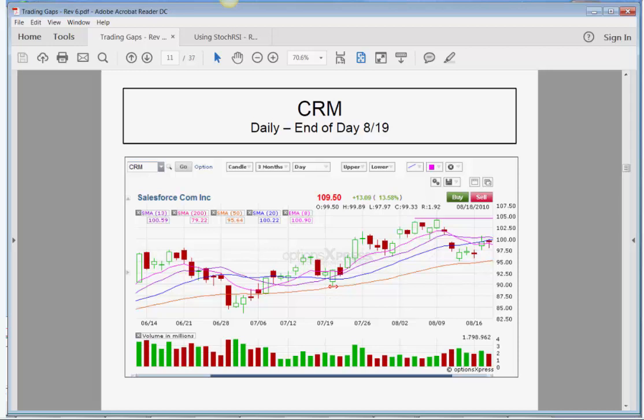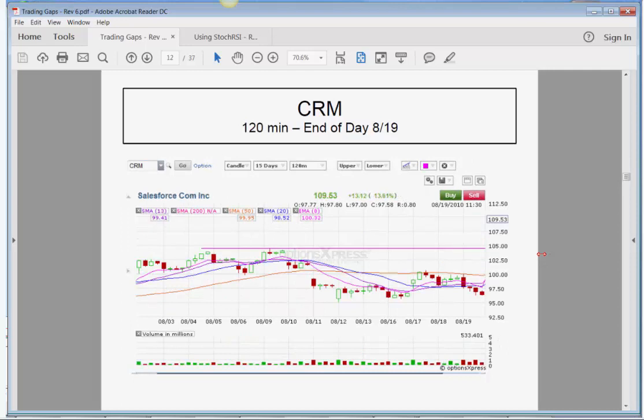Below 95, we had this resistance area around $90. So below 95, we could look at a $5 run. Above 105, all bets are off as to where the potential top would be. This was a 120-minute chart, that 2-hour chart of the same end of day before earnings, showing you the resistance area and the support area.